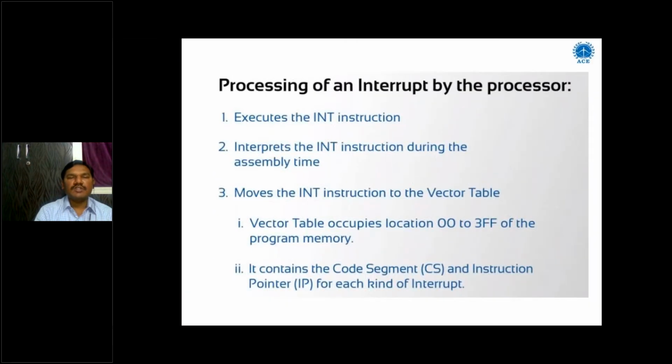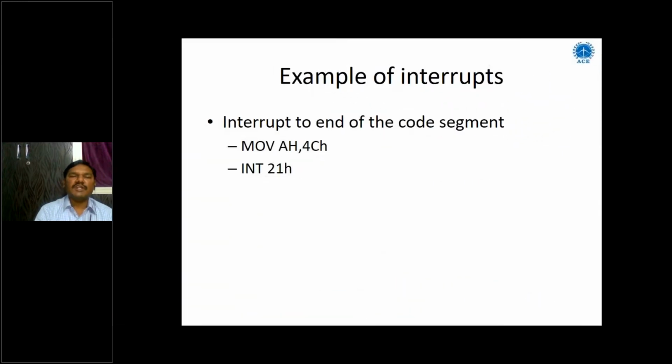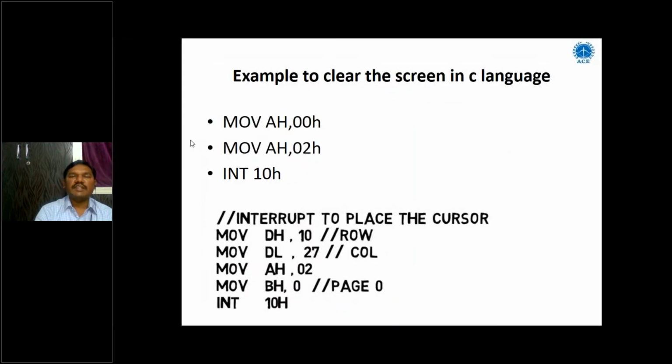Okay, so this is the process of interrupt execution that we have seen. Now some example interrupts. To end the code segment, we write MOV AH, 4CH and INT 21H. We will write these instructions in our program. Next, an example to clear the screen in C language. So how do they write the program in C language using interrupts?